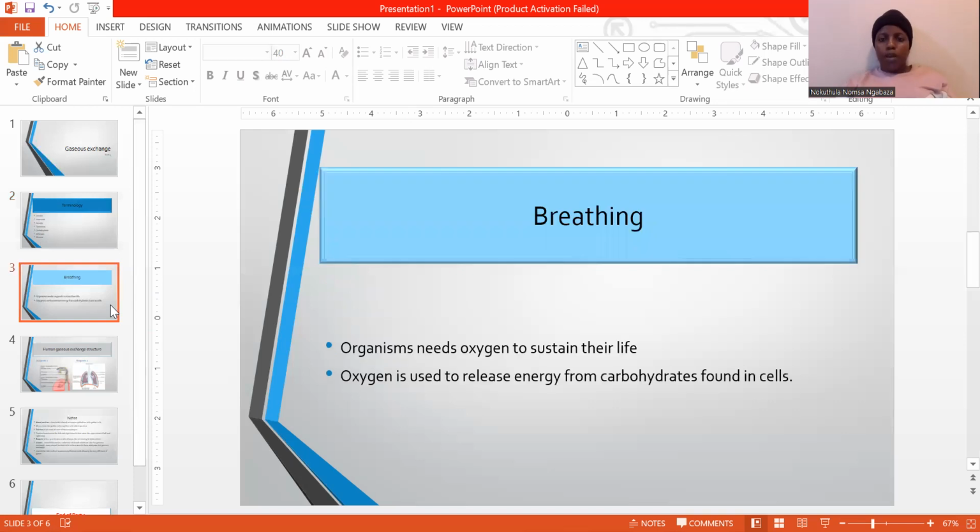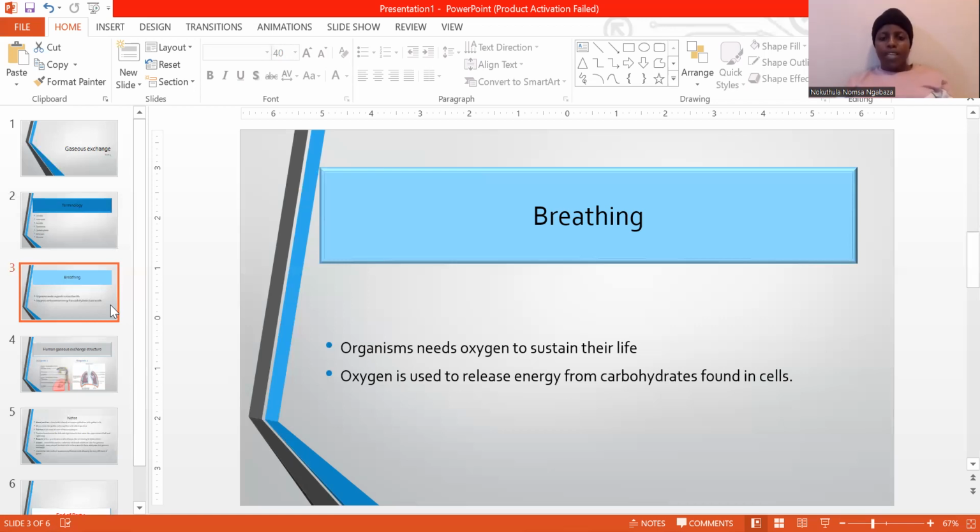So we're going to move on to our next slide, which is breathing. Remember we said we're looking at gaseous exchange, and gaseous exchange has to do with breathing. When it comes to organisms, breathing is basically the mechanical process of inhalation and exhalation. Someone might be asking themselves, what is inhalation or exhalation? Inhalation is the intake of oxygen, and exhalation is the outtake of carbon dioxide. Breathing is also known as ventilation, which is the process of intake of oxygen and the outtake of carbon dioxide to or from outside the body.